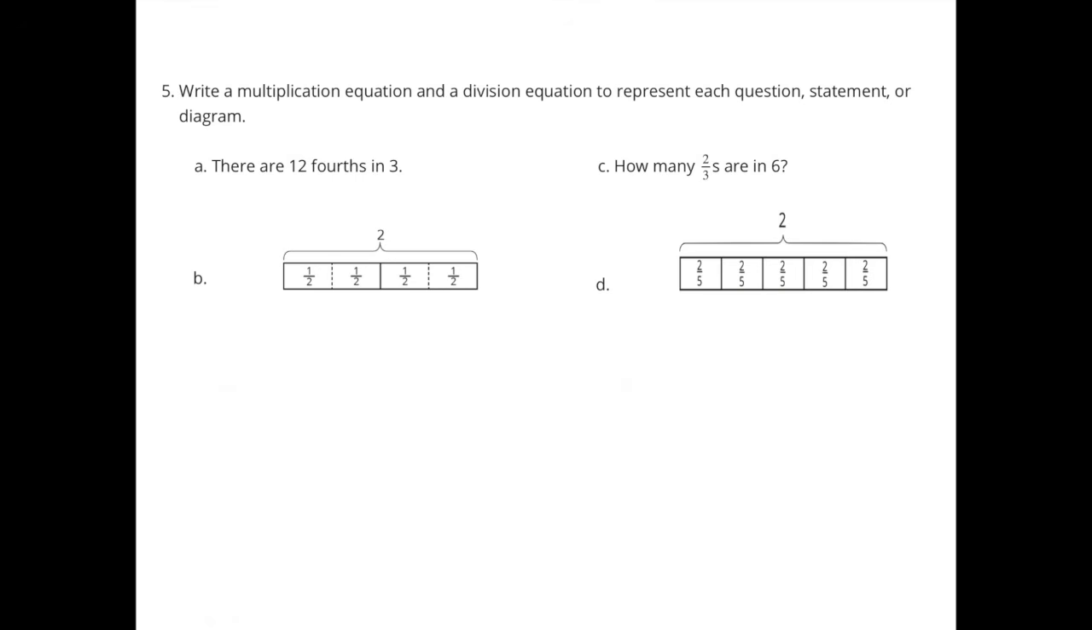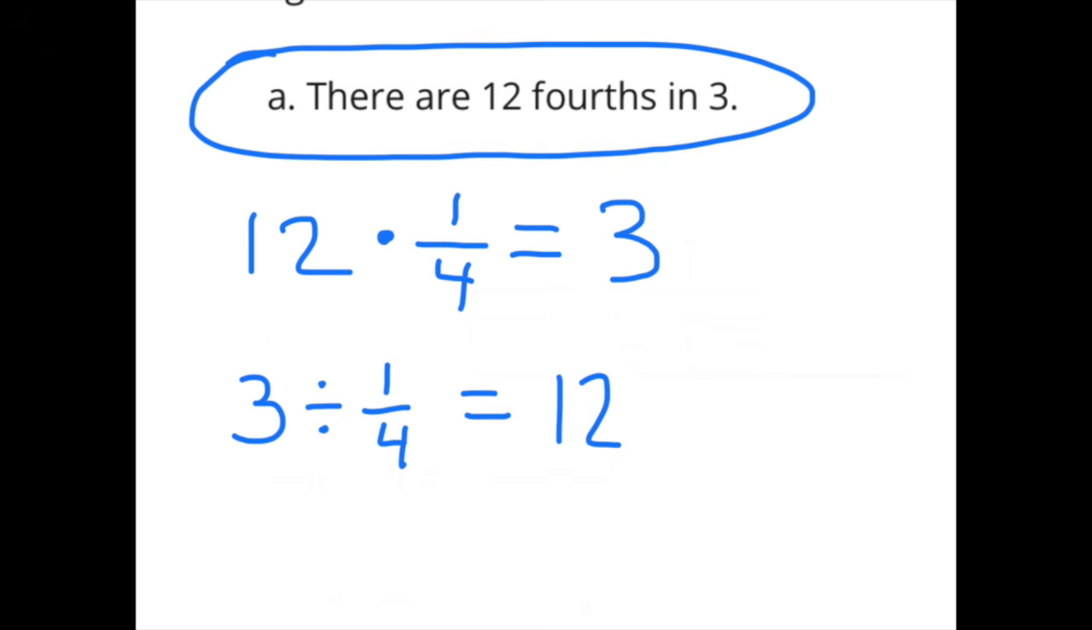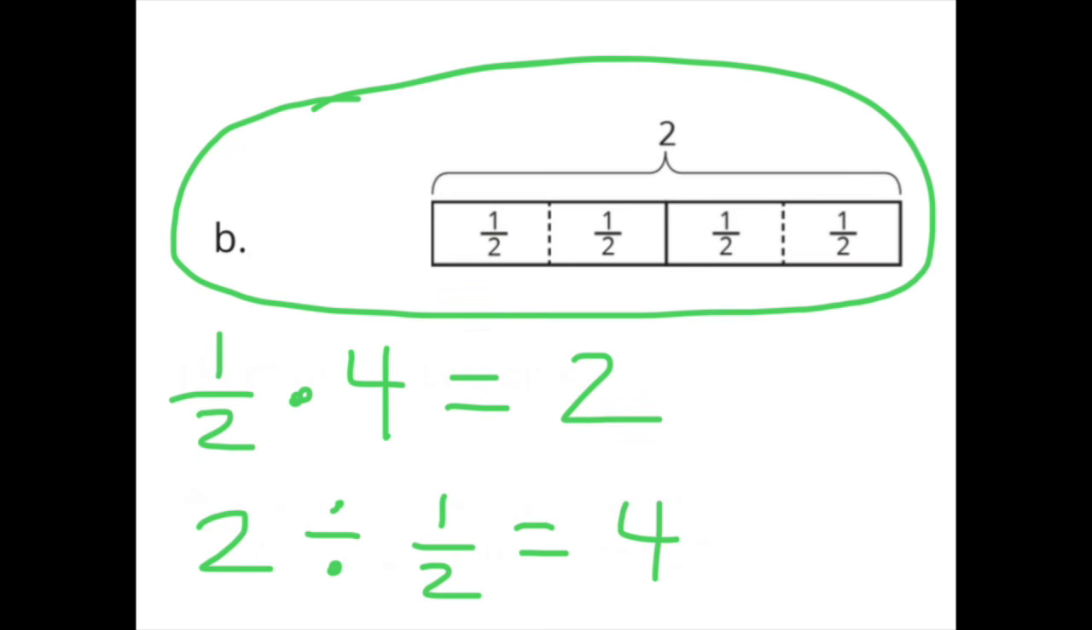Number 5. Write a multiplication equation and a division equation to represent each question, statement, or diagram. A. There are 12/4 in 3. That would be 12 times 1/4 equals 3, and 3 divided by 1/4 equals 12. B. This diagram could be represented by 1/2 times 4 equals 2, or 2 divided by 1/2 equals 4.